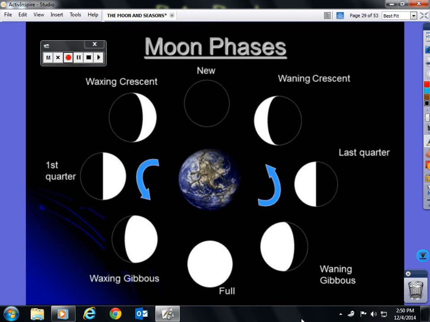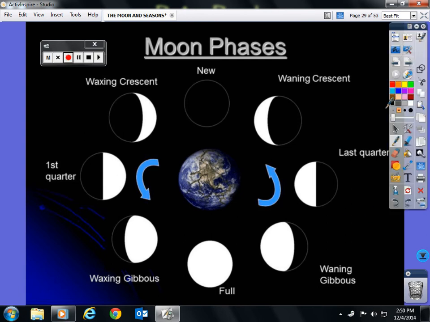Maybe in 5th grade, 4th grade, you learned the moon phases and you had to know them by heart. At this level, you need to be able to know the moon phases based on the sun's position, and I'm going to teach you how to do that. So it's not necessarily how they look as much as it is the order they go in. Okay, so we'll practice that in class.